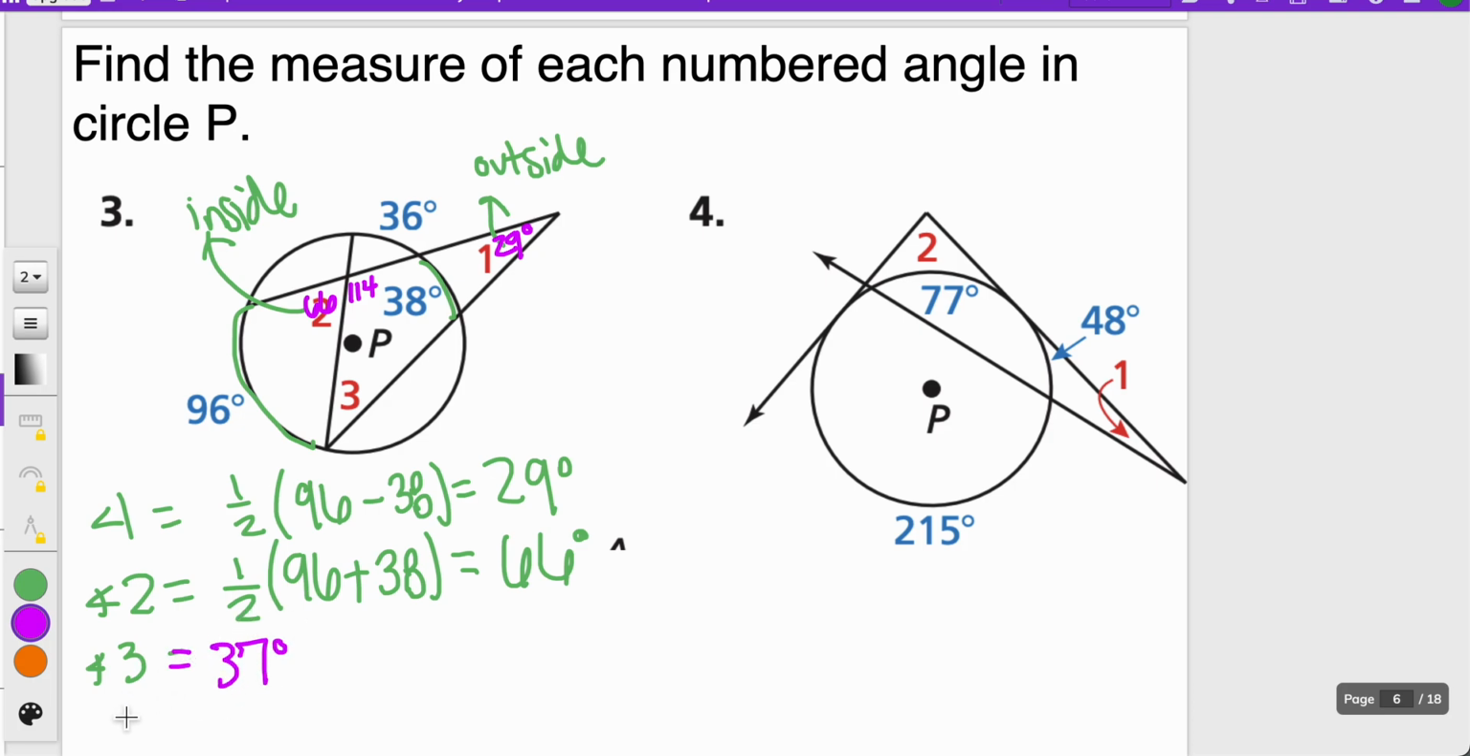This one's an inscribed angle, so it's also within the triangle on the edge, but I looked at it as more so of a triangle, with an angle within a triangle.